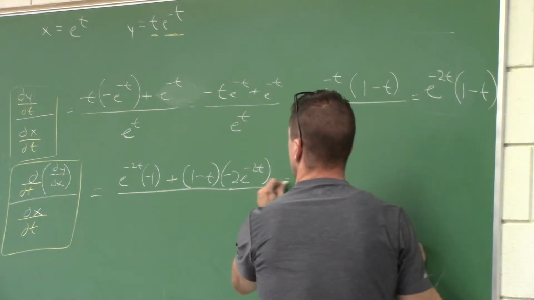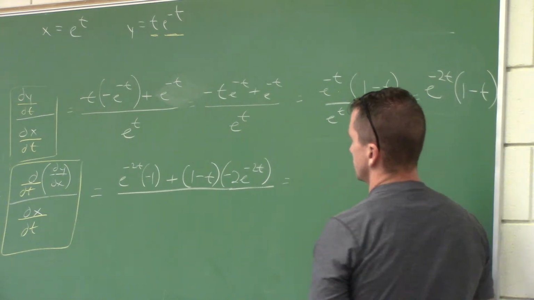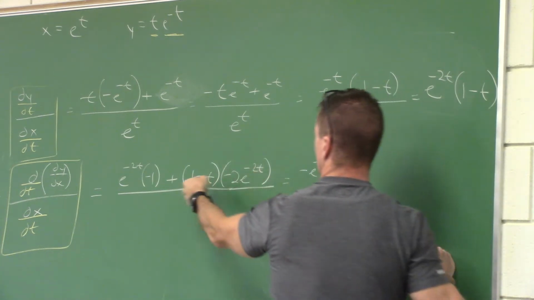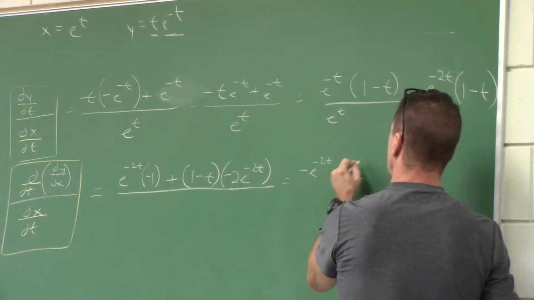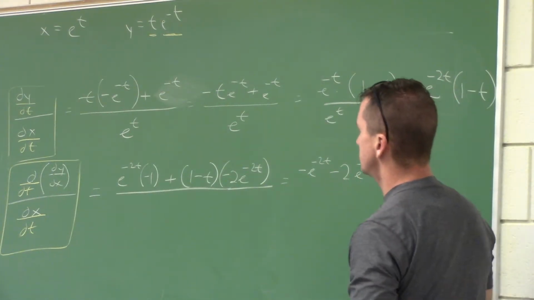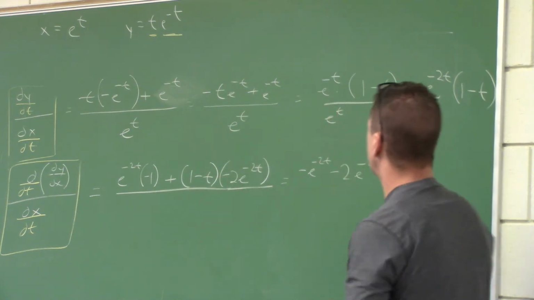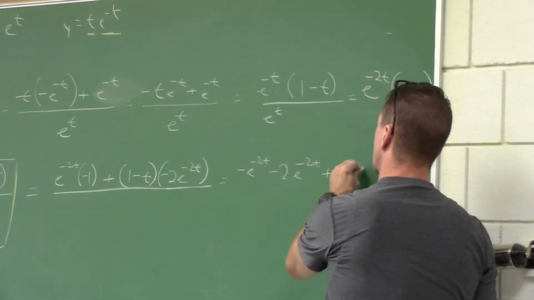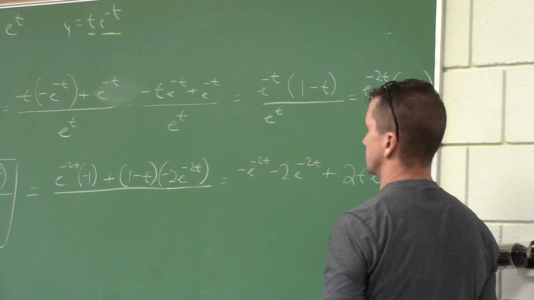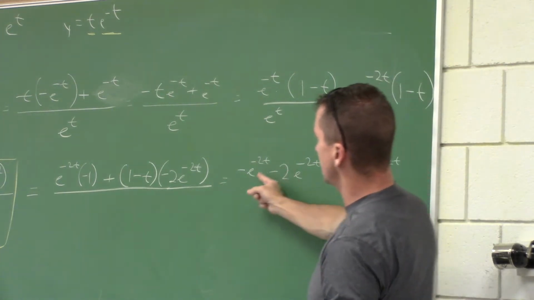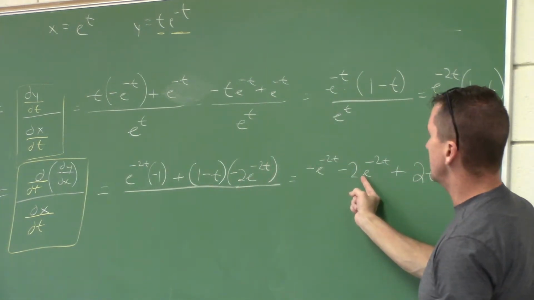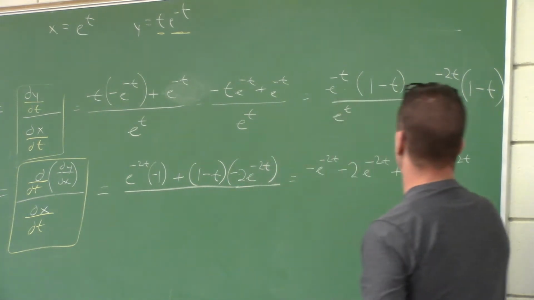I'm gonna write that again. What is all that? That's negative e to the negative 2t minus 2e to the negative 2t plus, what's negative t times a negative 2? 2t e to the negative 2t. Sound good? I just showed this to get the negative 2e to the negative 2t, and then I just multiplied the negative t times this and made it positive.